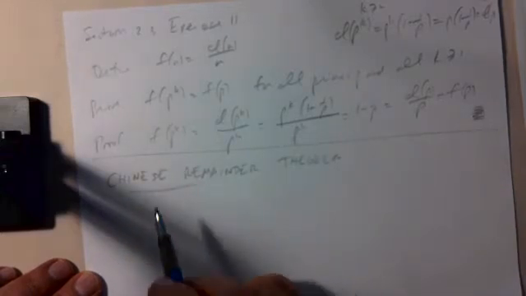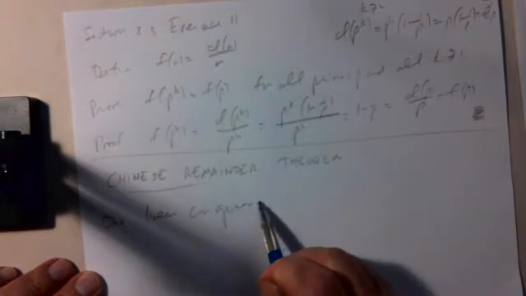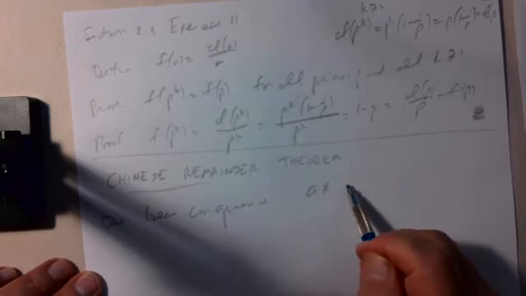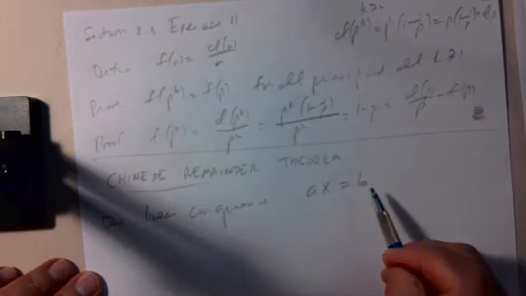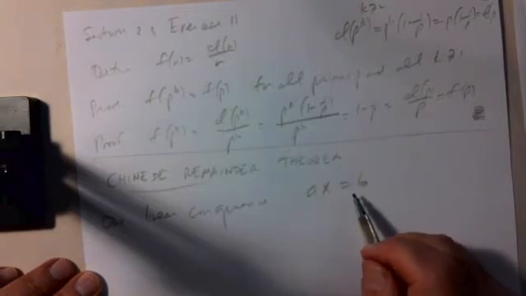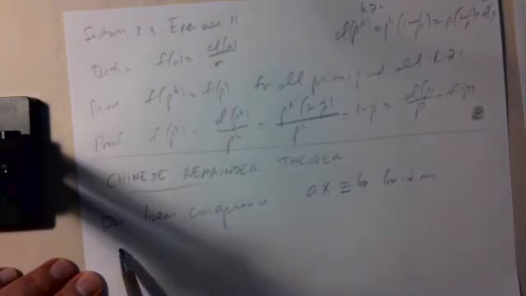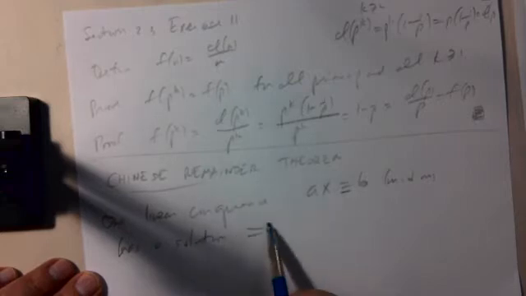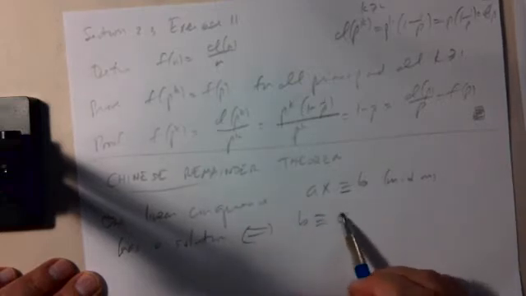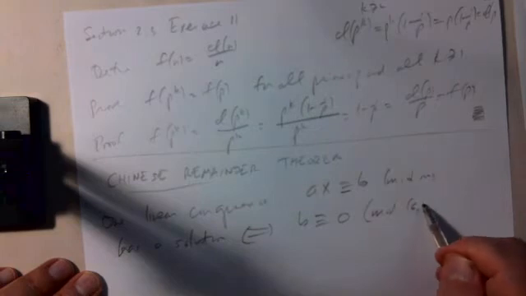So we know how to solve one linear congruence. You have the linear equation ax equals b. You learn in high school or junior high school how to solve this equation. But if you were in number theory and you want to solve this equation mod m, that is ax congruent to b mod m, this is solvable if and only if b is congruent to 0 modulo the greatest common divisor of a and m.